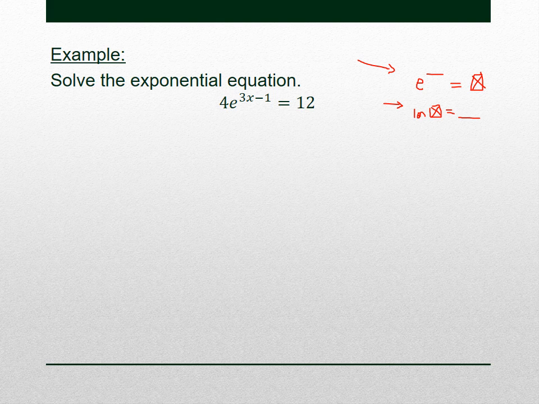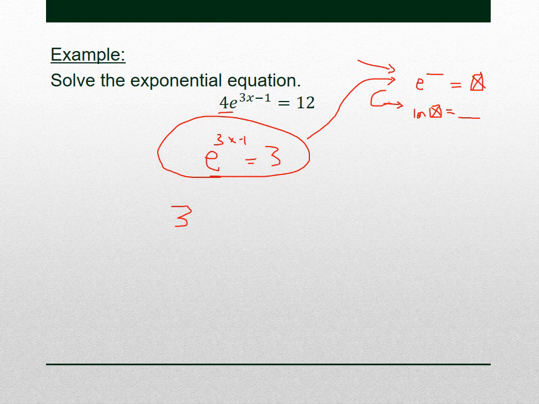In order to do that, we need to get rid of this 4. So divide by 4, and you get e to the 3x minus 1 equals 3, since 12 over 4 is 3. And hey, now this looks like that. So we can turn it into something that looks like this using the natural log. What that says is that 3x minus 1 is the natural log of 3.